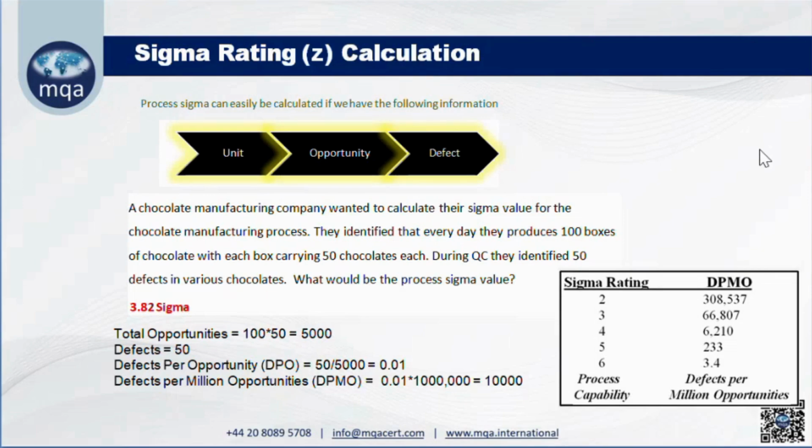So this is the way we try to compute the current level and the improved level after improvement. The current status is 3.82 sigma of the defective.